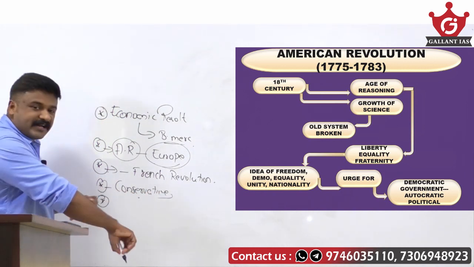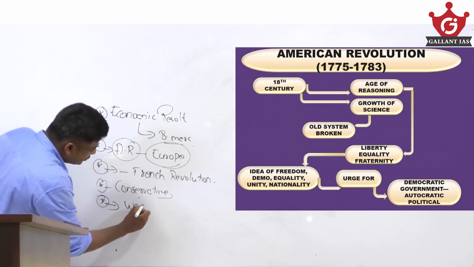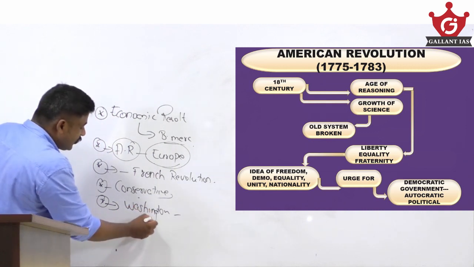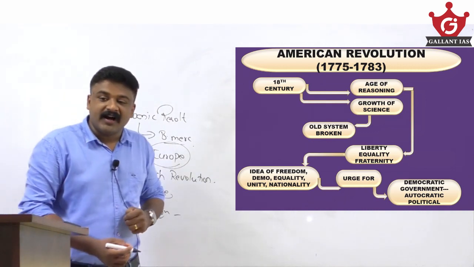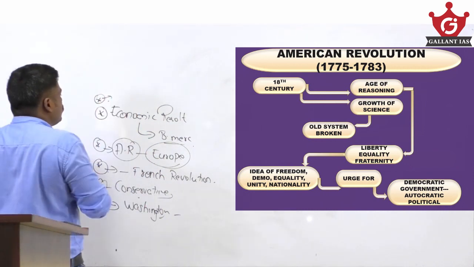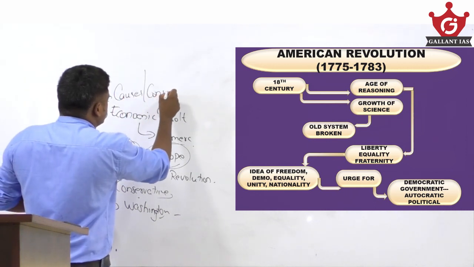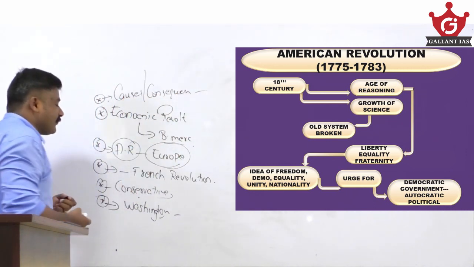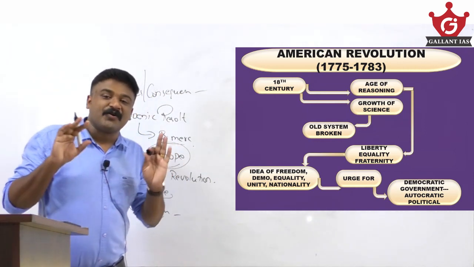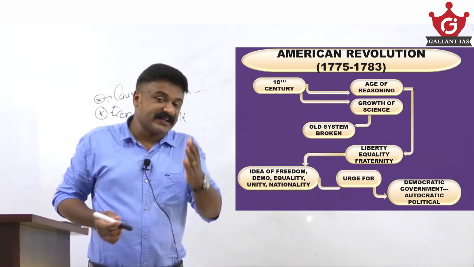Or there can be questions like this, for example, the role of Washington in this American Revolution, or his contributions. Or the question can be like this also, for example, the causes and consequences of American Revolution. Or no taxation without representation. What is the meaning of that? No taxation without representation with respect to American Revolution. In such ways UPSC can ask questions.